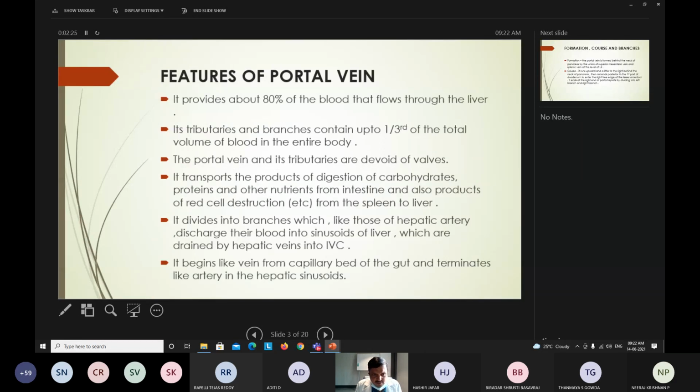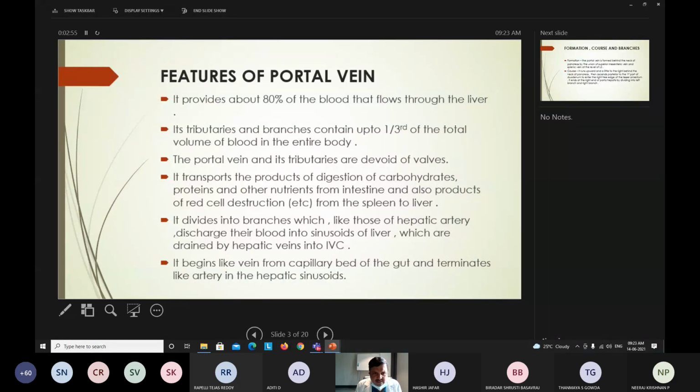What are the peculiarities of the portal vein? You have seen so many veins, but there is some difference between those veins and the portal vein. Portal vein provides about 80% of the blood that flows through the liver. So 80% of the blood supplied to the liver is by the portal vein.